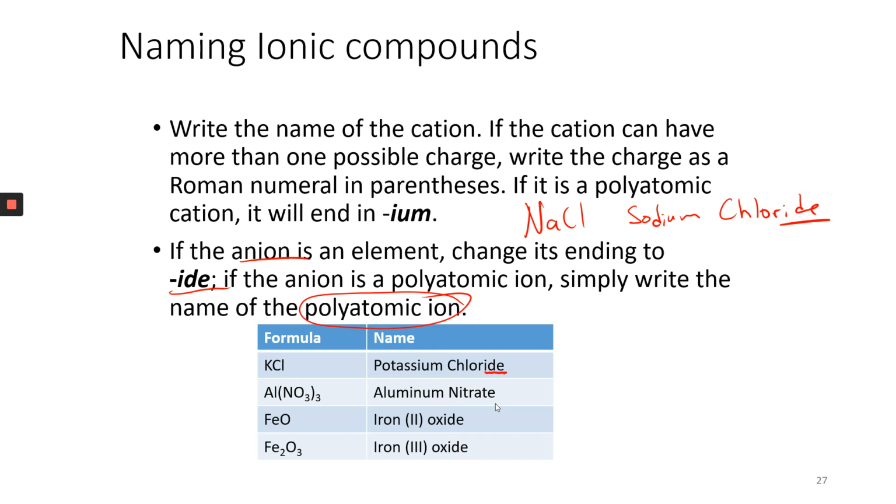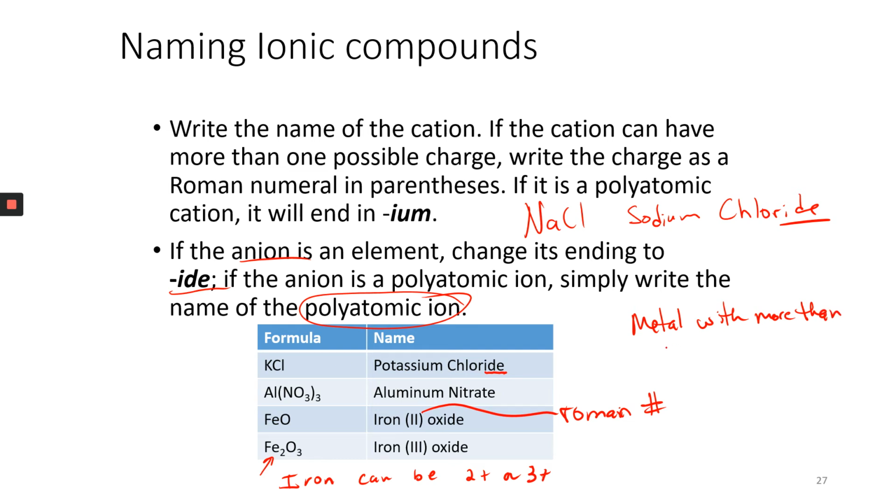Now, it gets a little bit tricky with ionic compounds when you have a metal that has more than one charge. Iron can be a 2+ or a 3+. So you have to use Roman numerals to tell me which charge you're using. Okay, so if you have a metal with more than one charge, you have to use Roman numerals.